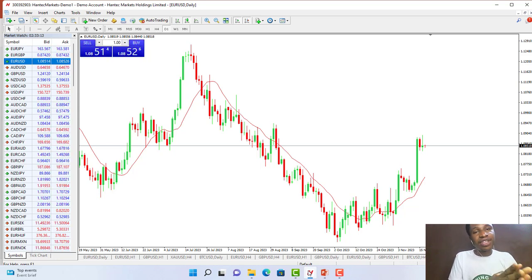You can't trade profitably without candlesticks. Candlestick is like a cheat code to whatever you are trading. Whether you are trading currencies, commodities, or stocks, no matter what you are trading, candlestick is like a cheat code. It makes trading easier for you.